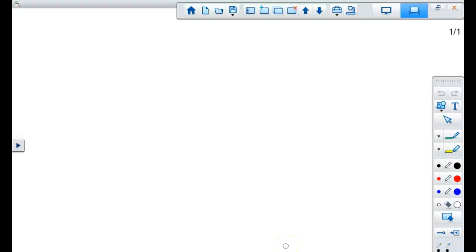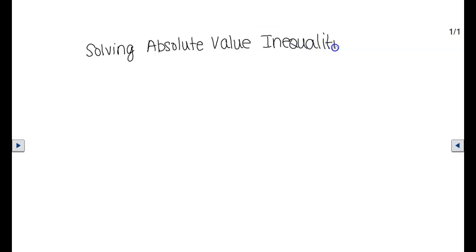All right, we have spent a couple of days now solving absolute value equations. Today, we are going to talk about solving absolute value inequalities. So the problems we'll be doing today, instead of having an equal sign in them, we'll have either less than, greater than, less than or equal to, greater than or equal to in them.